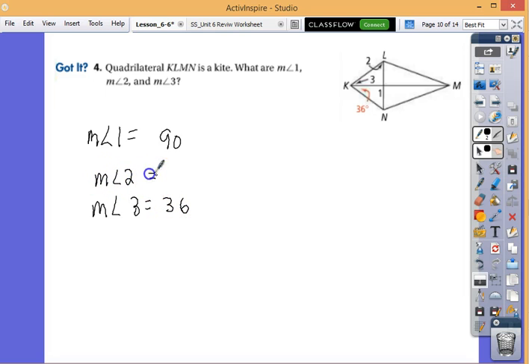And then the measure of angle 2 is going to be 180 minus angle 3, which was 36, minus this angle right here, which was 90. So 180 minus 90 minus 36 is 54. Everybody okay with that? Yes. All right.